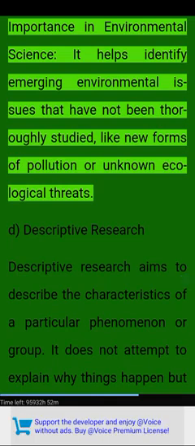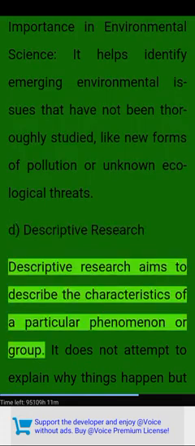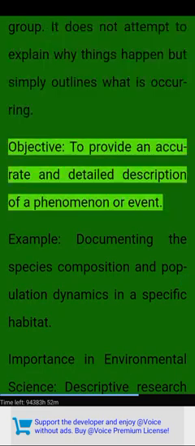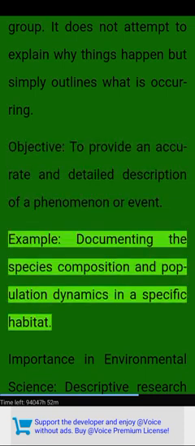Importance in environmental science. It helps identify emerging environmental issues that have not been thoroughly studied, like new forms of pollution or unknown ecological threats. D. Descriptive research. Descriptive research aims to describe the characteristics of a particular phenomenon or group. It does not attempt to explain why things happen but simply outlines what is occurring. Objective: to provide an accurate and detailed description of a phenomenon or event. Example: documenting the species composition and population dynamics in a specific habitat.